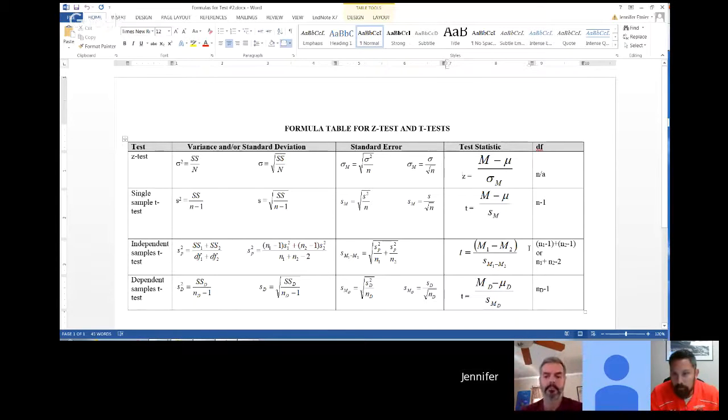So the numerator is always the same. It's comparing the means that you have to some known mean, the population mean, or an expected mean difference of 0. And then the denominator is always standard error. So it's always coming from this column. You're going to calculate standard error, and that goes in the denominator. And that's true for all 4 of these. So I just kind of wanted to show how those are all very similar conceptually.